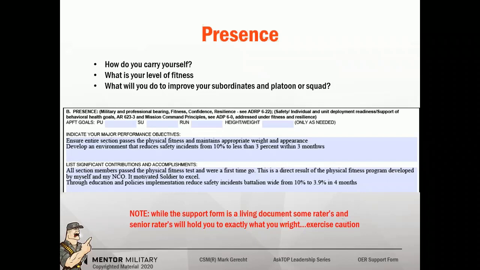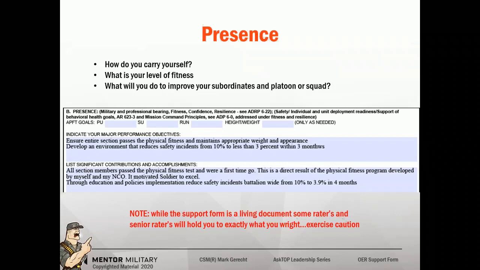This is a living document, as I shared with you before. Meaning it can be changed throughout the rating period. However, some raters and senior raters don't want you to change it. Once you write it down, you got to stick to it. So again, I go back to basically you have to underpromise and overdeliver. So also, what is your military bearing?